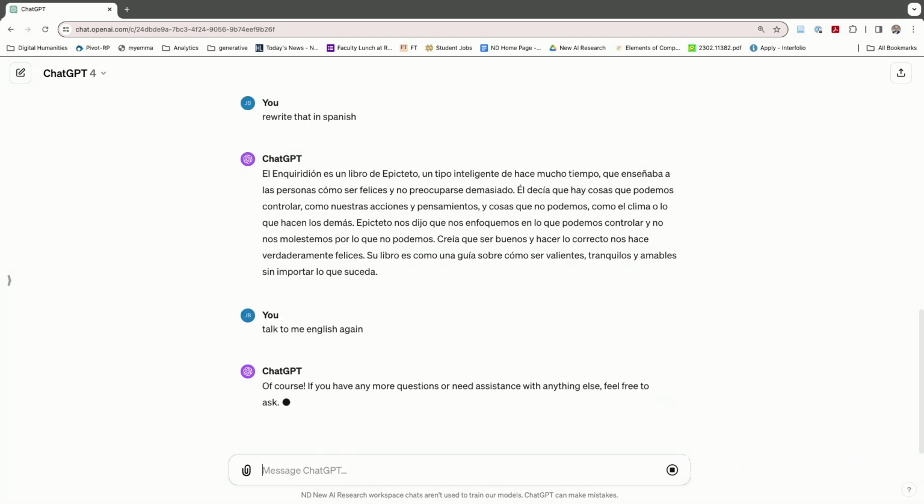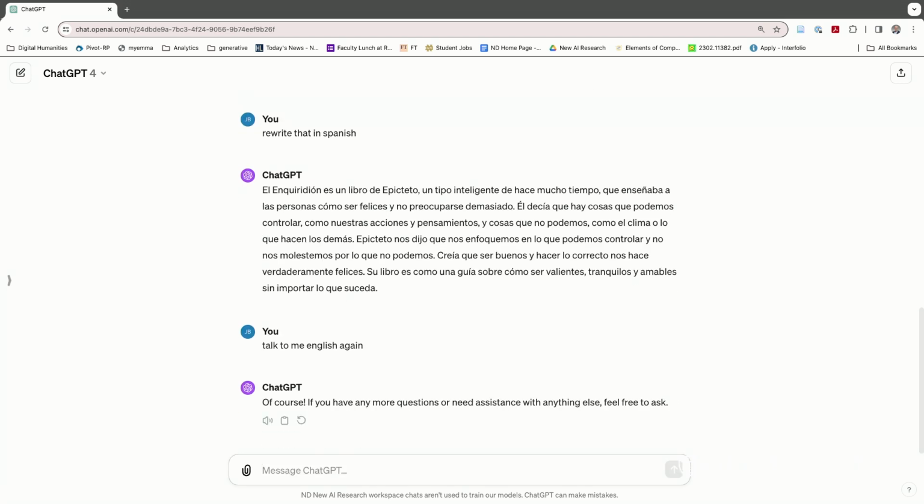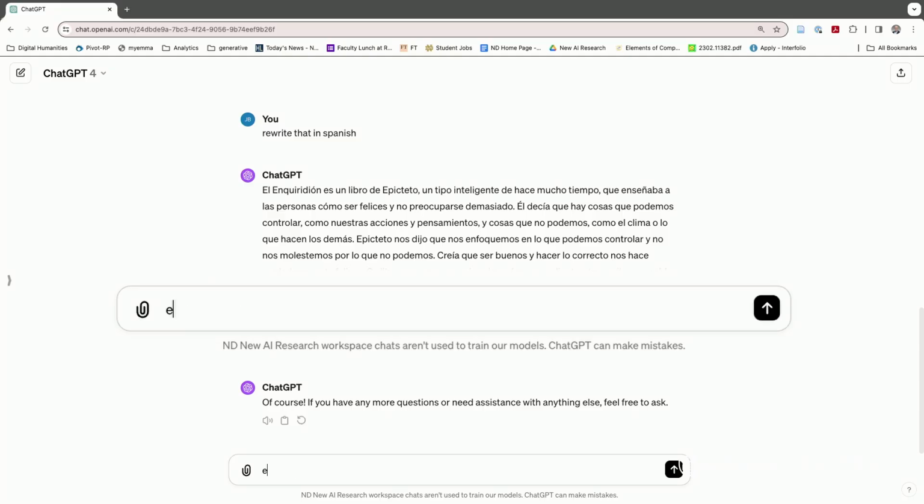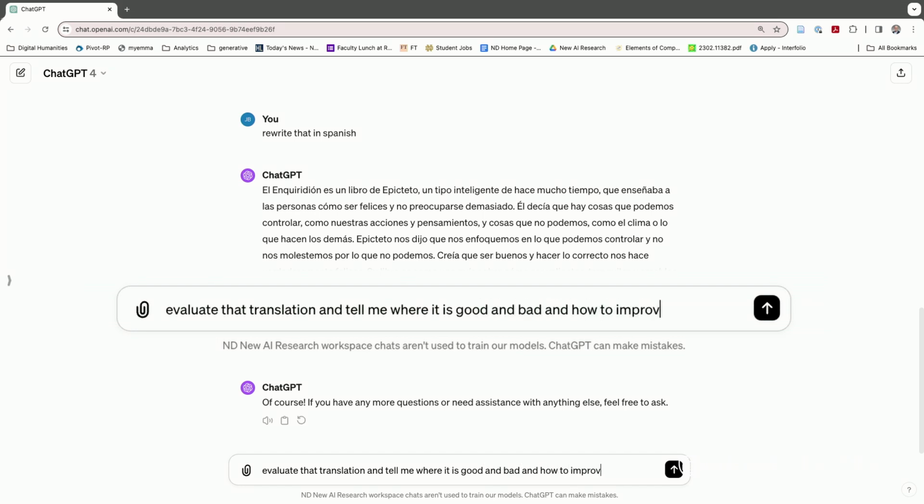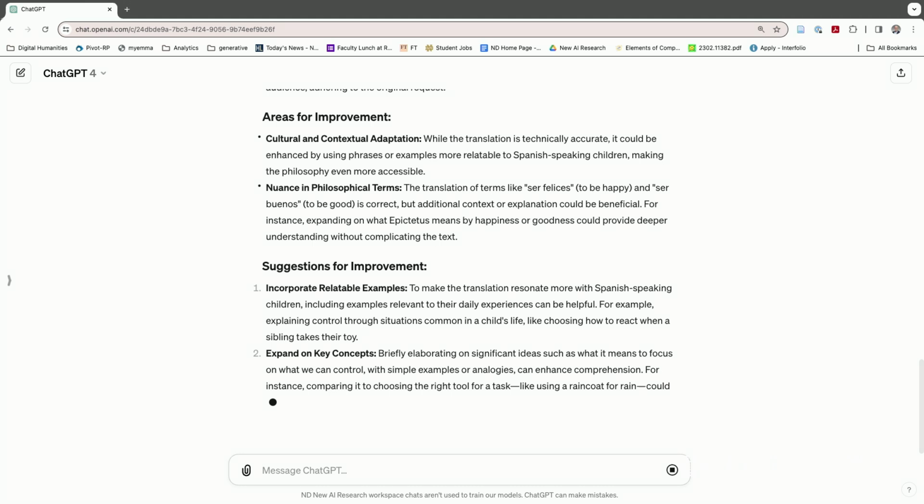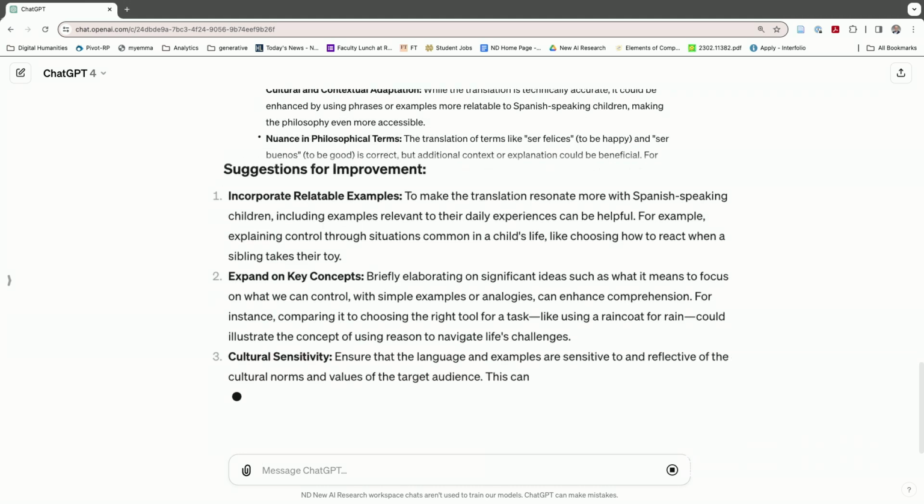Now I'm going to say, "evaluate that translation and tell me where it is good and bad and how to improve it." I asked it to talk to me in English again because sometimes when you ask it for the evaluation, the result might come back in Spanish, and I can't interpret the evaluation in Spanish that well. But here you see its evaluation.